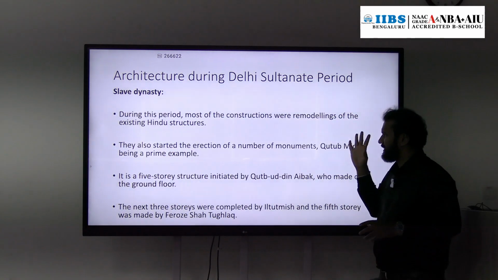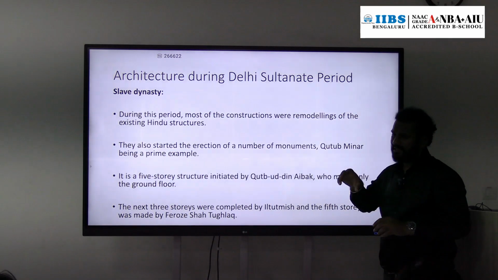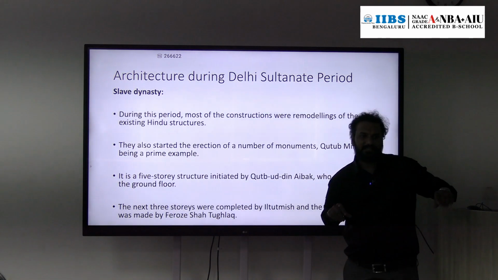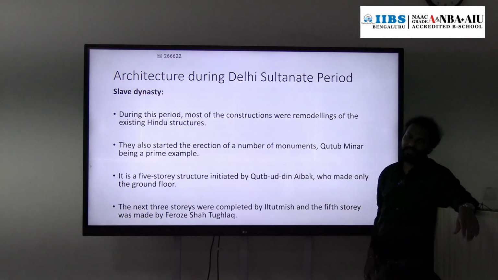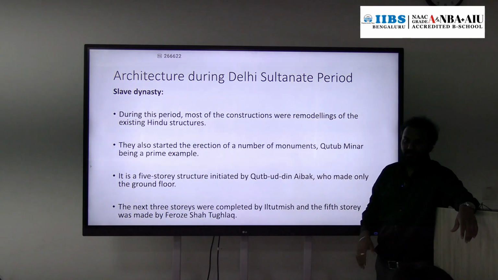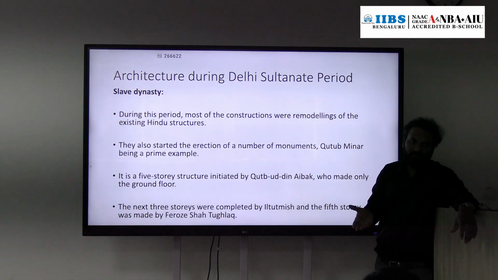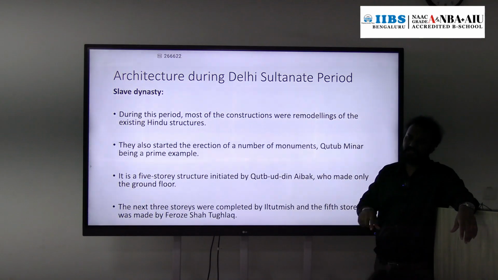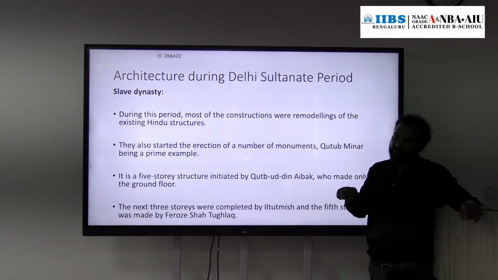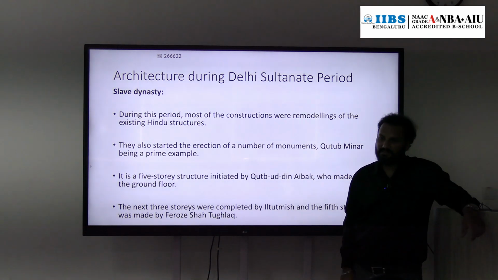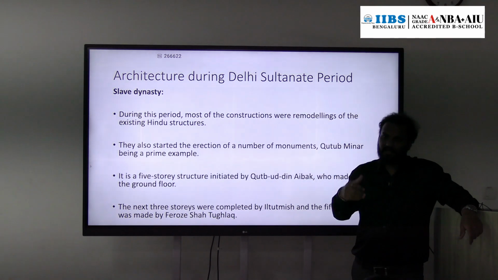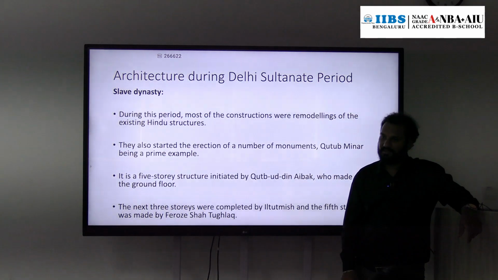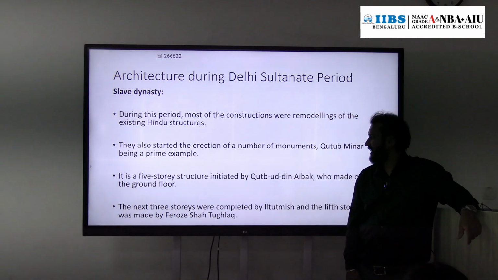Most of the architecture constructed during the Slave or Mamluk dynasty was of the remodeling type. That means they demolished Hindu temples and constructed Islamic architecture on the same site. The best example is the Qutub Minar. Earlier there was a giant temple in the Qutub Minar complex. Still you can find the remains of the temple, the broken walls. That was their main style of architecture.